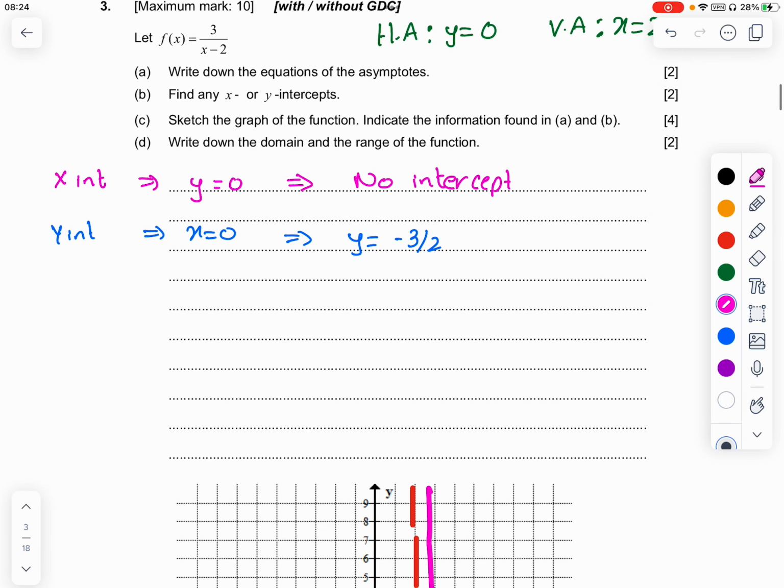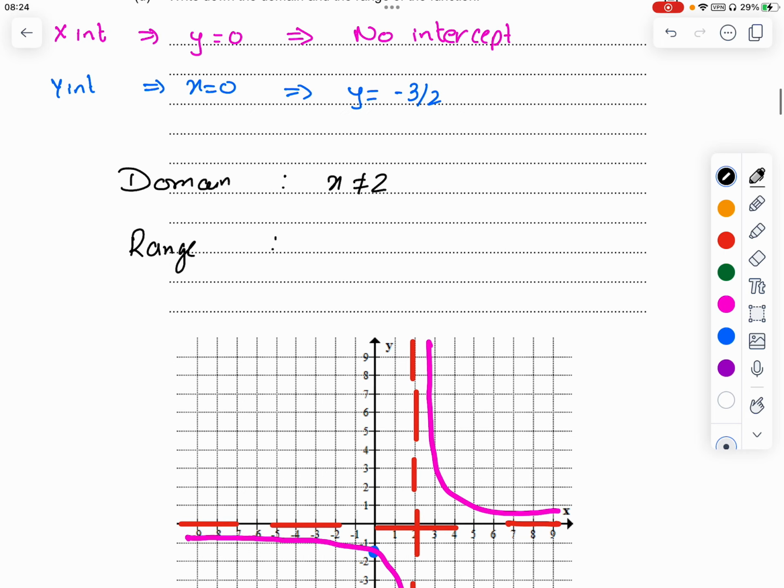Next it is asking to find the domain and range. So what will be the domain and range? Domain means what values of x I can plug in. I can plug in any value of x except 2. That is the domain. And range means everything except that asymptote value. What was the equation of the asymptote? Y equals 0 was the equation of the asymptote, and x equals 2. So except 0, I can get any value. So y is not equal to 0.